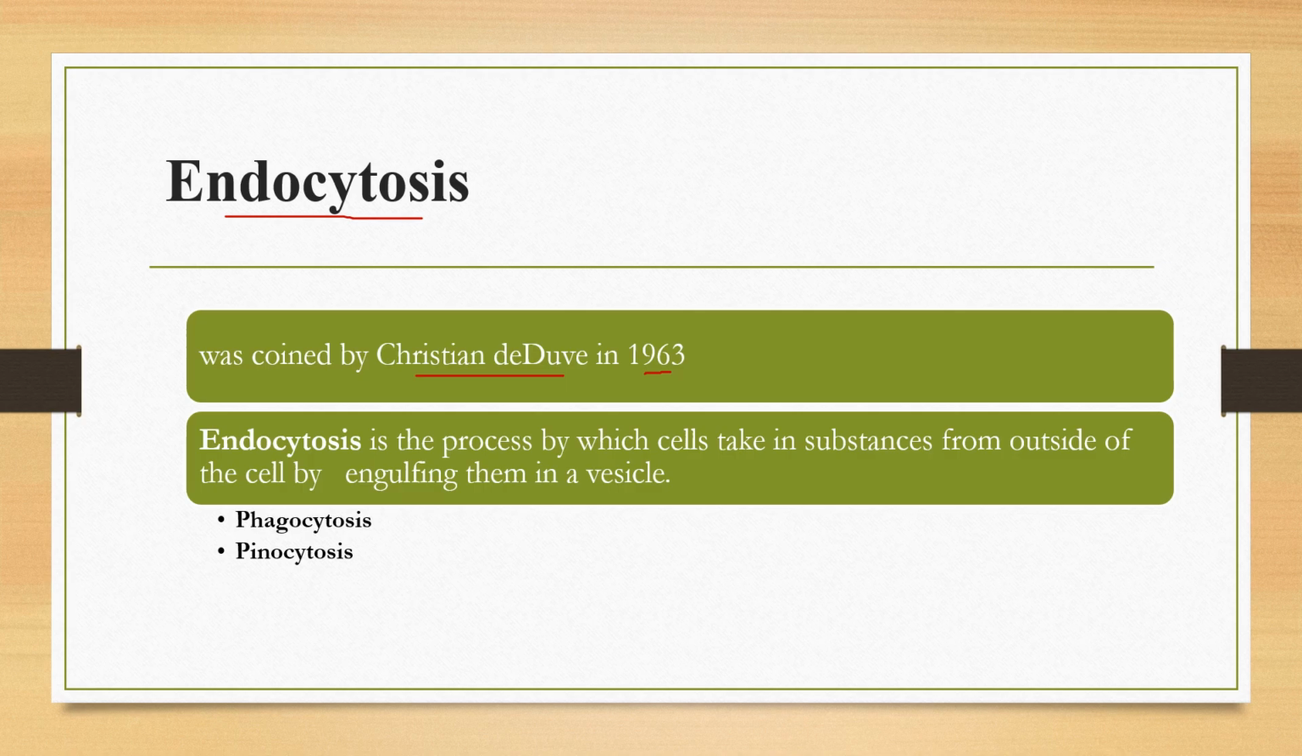According to the definition, endocytosis is the process by which a cell takes in substances from outside of the cell by engulfing them in a vesicle. So in the process of endocytosis, firstly the vesicle is formed and then the substance is taken in. Endocytosis is of two types: number one is phagocytosis, number two is pinocytosis. In phagocytosis, something solid is taken in, whereas in pinocytosis, something liquid or watery in nature is taken in.